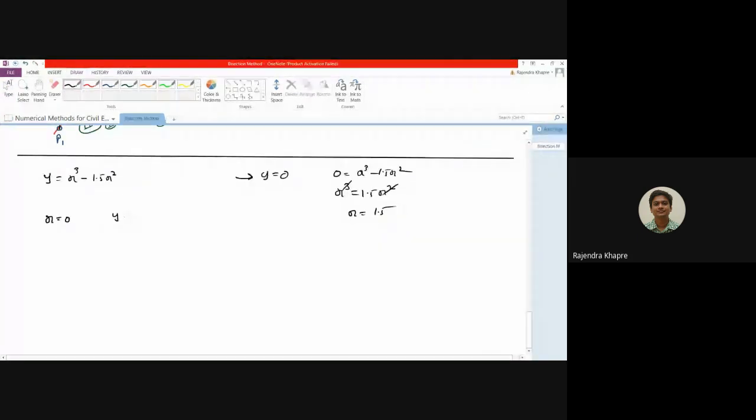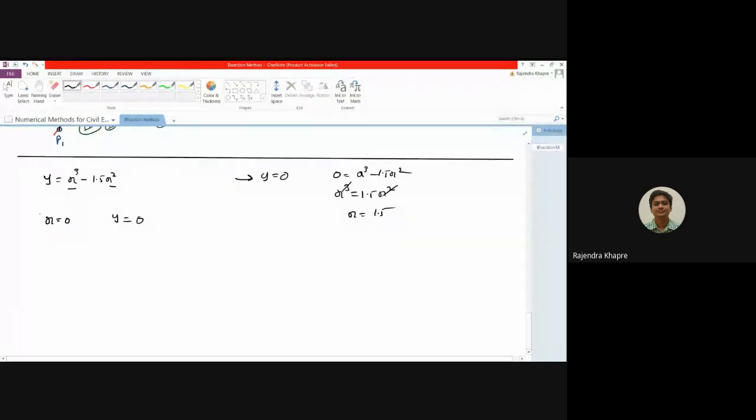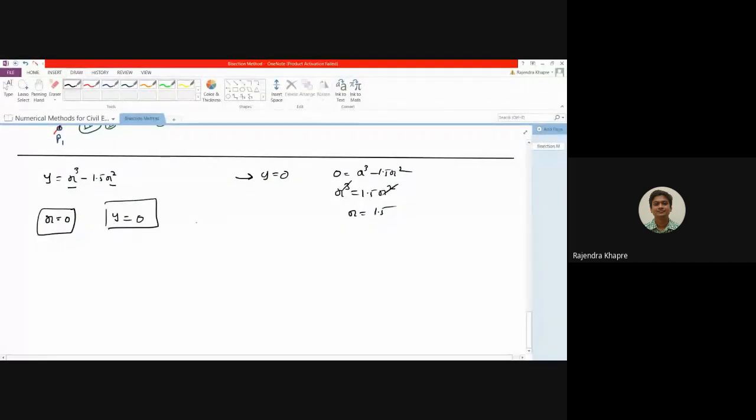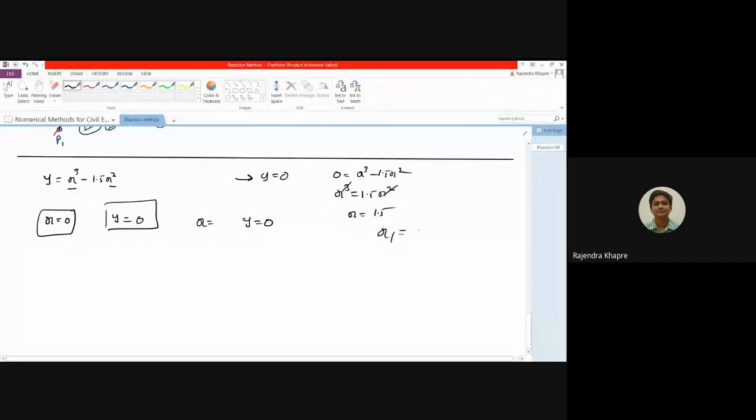What will be the value of y? This will be definitely 0, isn't it? Because x is 0, this is completely 0. You can see this is one of the roots, because directly the value of y is now 0. We need the value of x such that the corresponding value of y should be 0. So this is one root. Your x1 will be now 0. This is root 1.